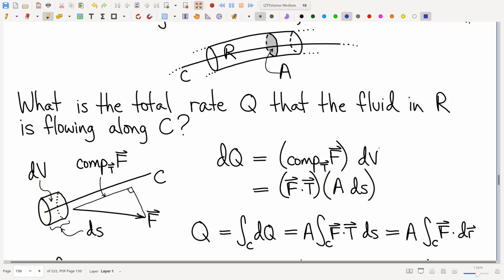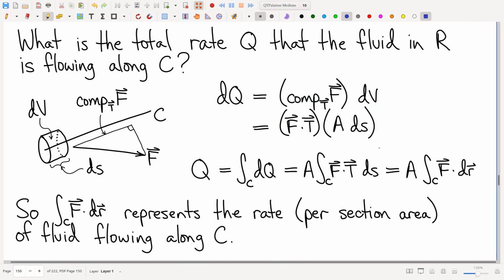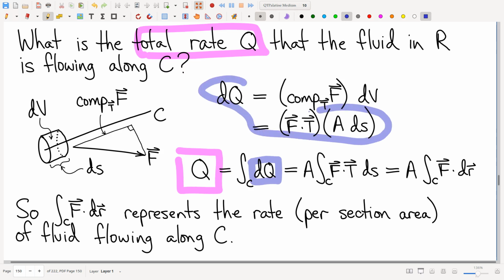Okay. And then having written that down, I can answer the question. So we were looking for the grand total amount that the fluid is flowing along the curve. We've broken that up now into little pieces, and apparently that is all of this business. Notice that the A, of course, is a constant. We're dragging a constant area around this curve, and so we can factor out the A.